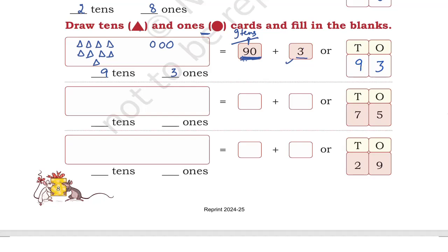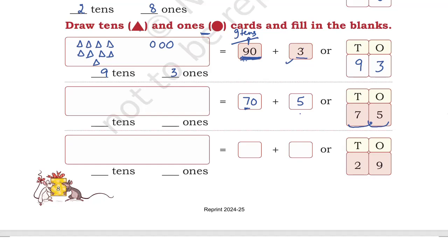Let's look at the next question. The next question says, we need the number 75. How many tens are going to be there in 75 and how many ones? Now, 70 plus 5 is 75. That means there are going to be 7 tens and 5 ones.